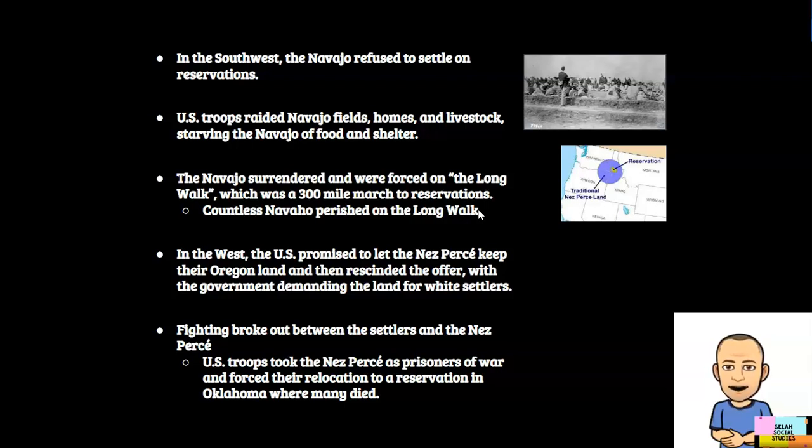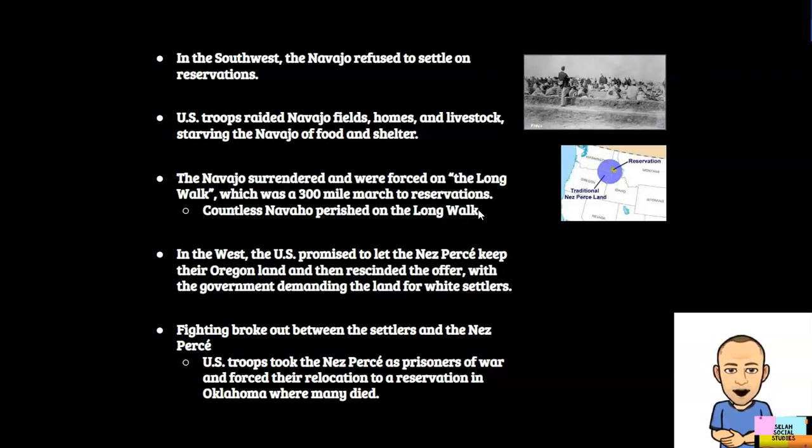And we have a story of the Northwest Nez Perce tribe and the United States government betrayal. First, the U.S. promised to let the Nez Perce keep their Oregon land. Yes, but what did we say about the government and any type of treaties with Native Americans? This one, again, was thrown away. This was until the settlers wanted to use that land that the natives were promised. And then the government said, you know what? I think we're going to go ahead and give that land. We're going to take it away from the natives, and we're going to give it to the settlers.